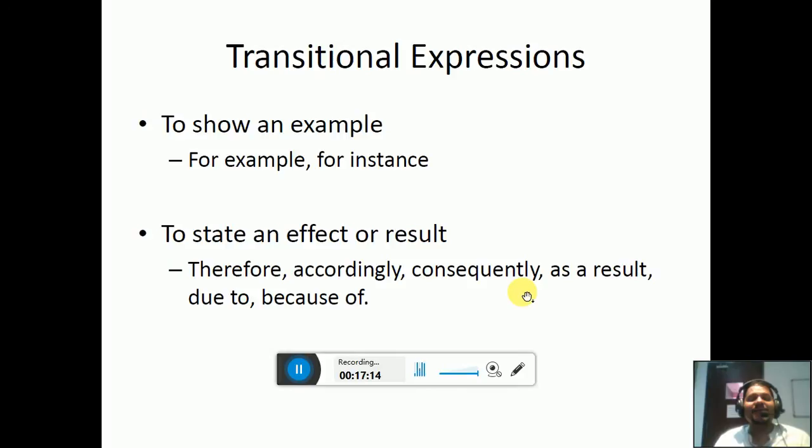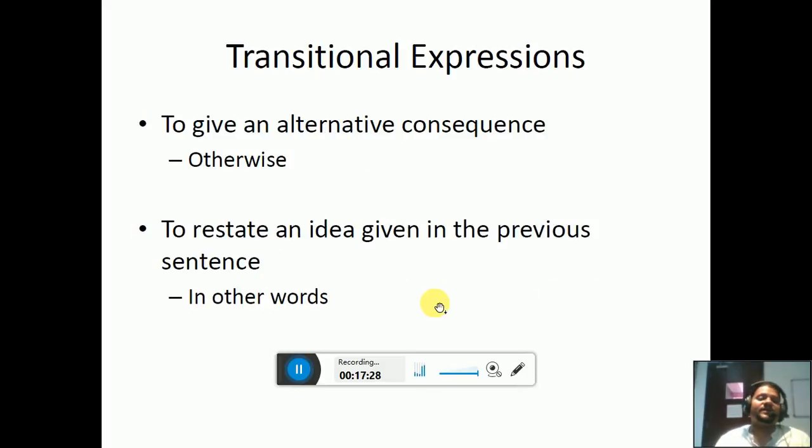To show an example, you can start off by saying, for example, for instance. To state an effect or result, you can say, therefore, accordingly, consequently, as a result, due to, because of. To give an alternative consequence, you can say, otherwise. To restate an idea given in the previous sentence, you can say, in other words. So, you should use transitional expressions, then use the phrases to introduce your argument, and then you can put down your argument.